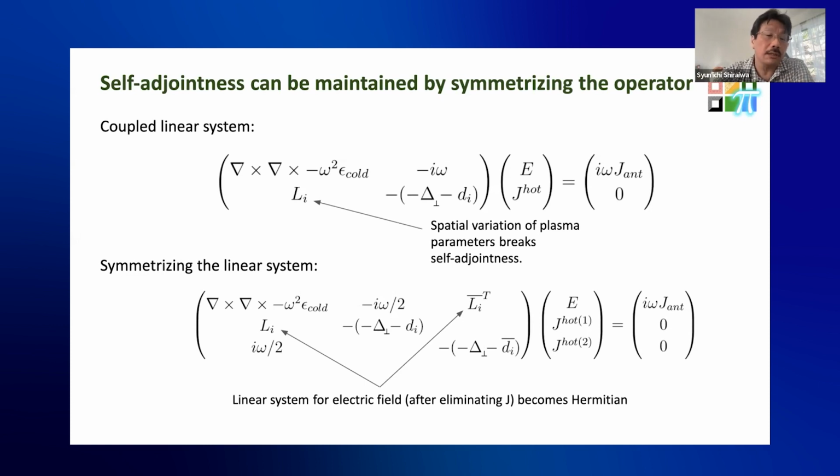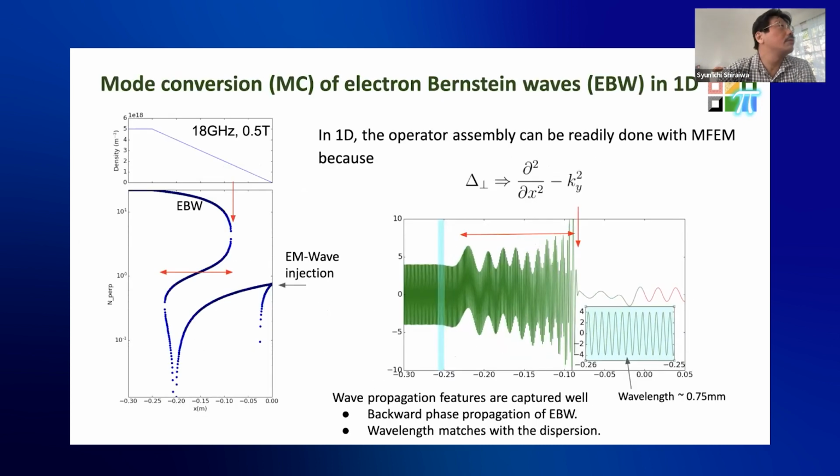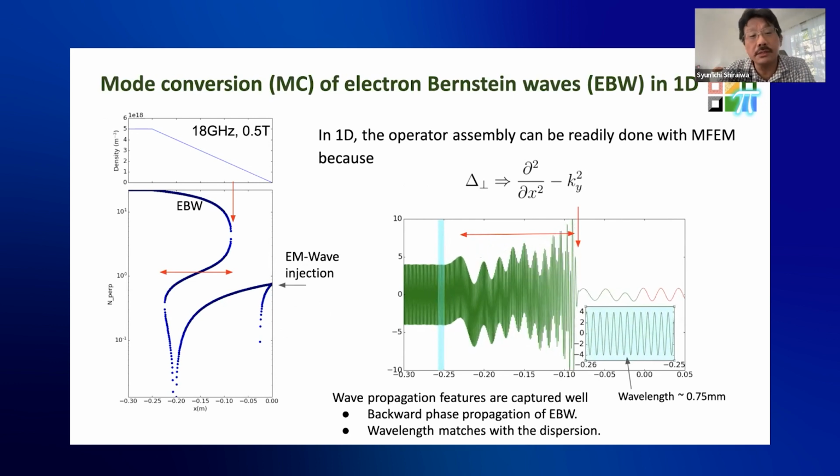In order to avoid it, it turns out we need to symmetrize the matrix this way. So you can see that L appears here and L appears here. And this 3x3 block matrix doesn't seem to be Hermitian at first glance, but if you eliminate the second and third current components and write down the equation only for the electric field, it actually becomes Hermitian. So let me move on to some simulation results.